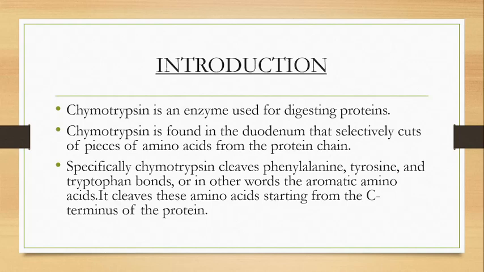In this presentation, I am going to explain about chymotrypsin. First, we see the introduction of chymotrypsin. Chymotrypsin is an enzyme used for digesting proteins. It is also found in the duodenum, where it selectively cuts pieces of amino acids from the protein chain. Specifically, chymotrypsin cleaves the phenylalanine, tyrosine, and tryptophan bonds, in other words, the aromatic amino acids. It cleaves these amino acids starting from the C terminus of the protein.